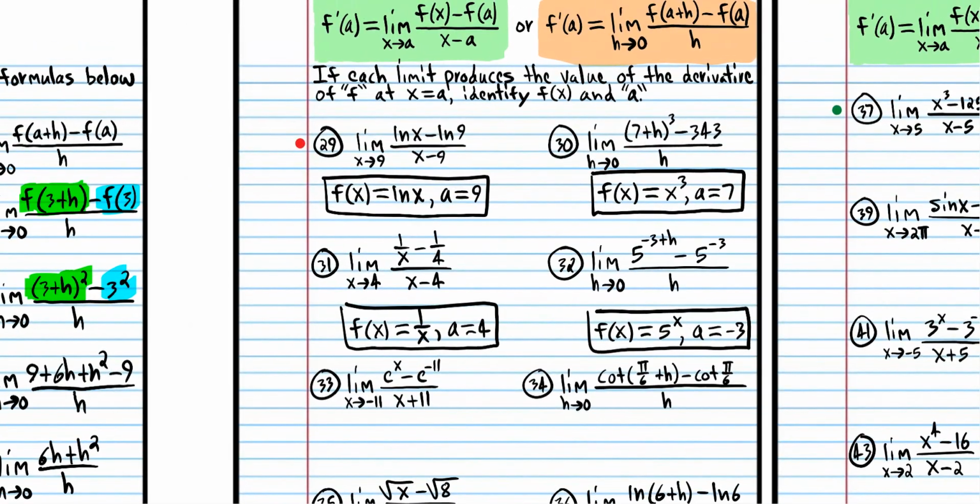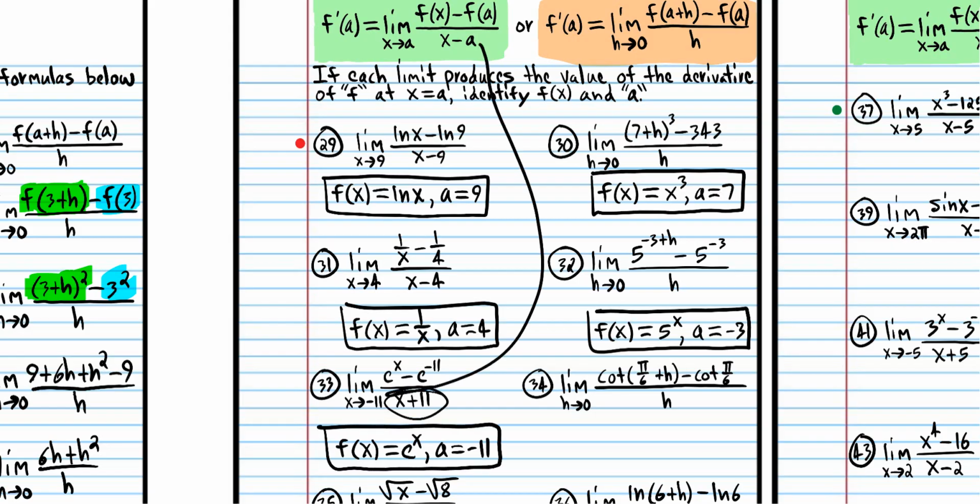And then down here, we're using the green formula so we can see what the function is. It's just e to the x. It's a lot easier to see using the green formula. That's one of the benefits of that formula. And we're finding the derivative when x is equal to -11. Now you see it says x plus 11 because we're subtracting a double negative.